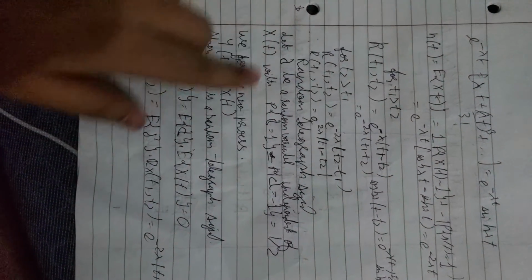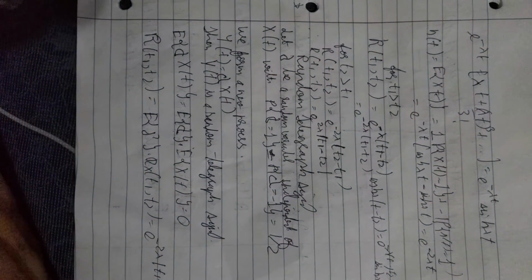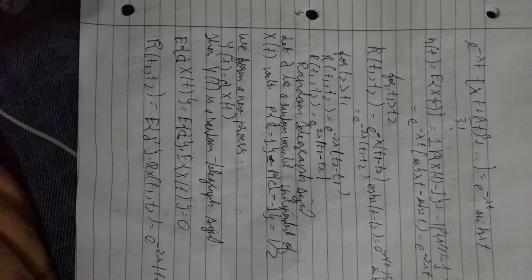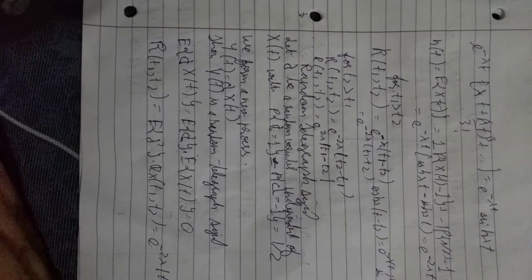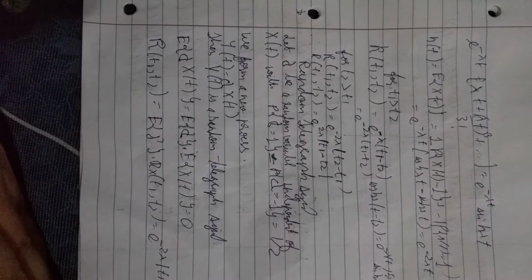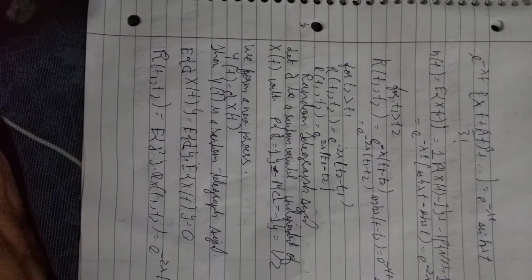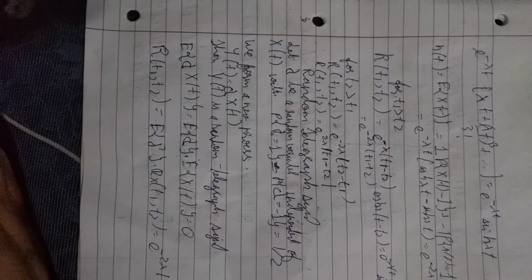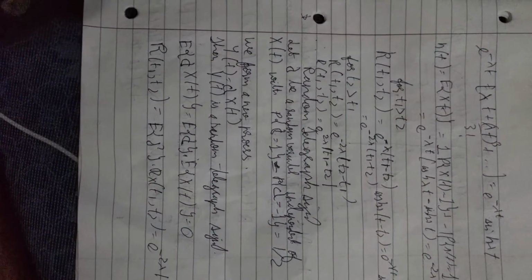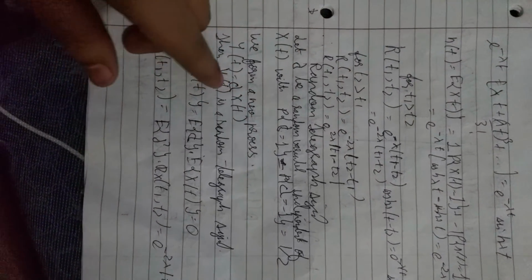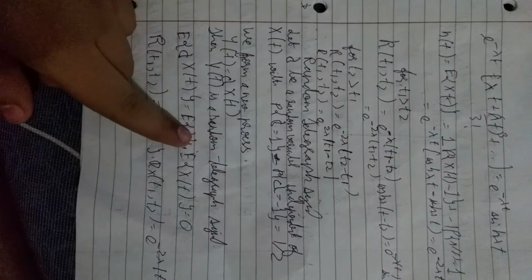The random telegraph signal is right here. We consider it for the probability of getting 1 or minus 1 being half. So we are forming a new process right here. Y(t) is equal to a constant into X(t).